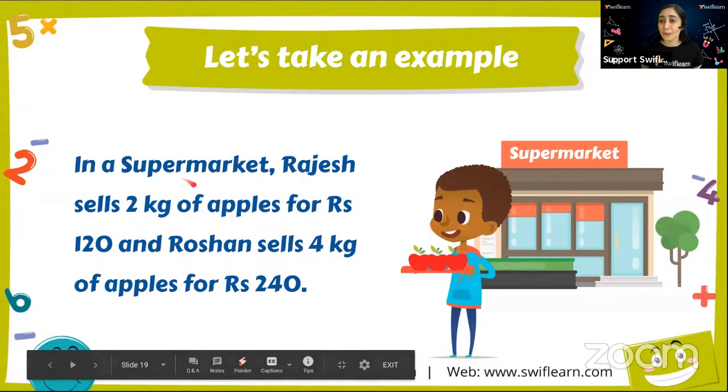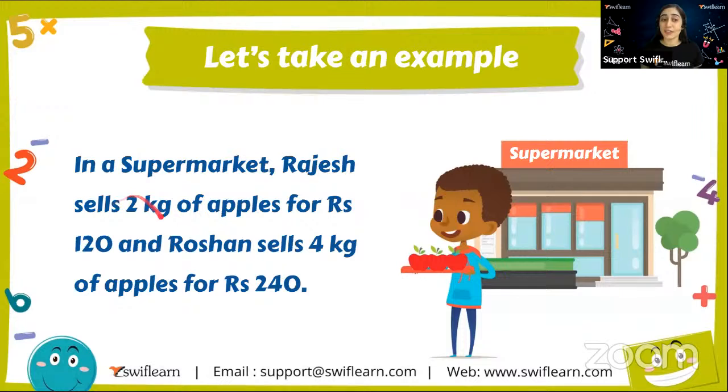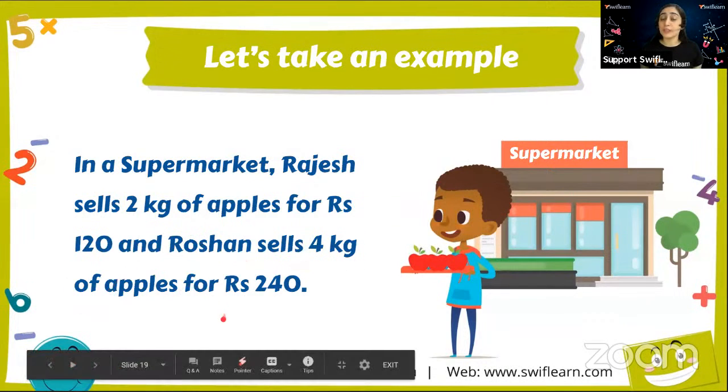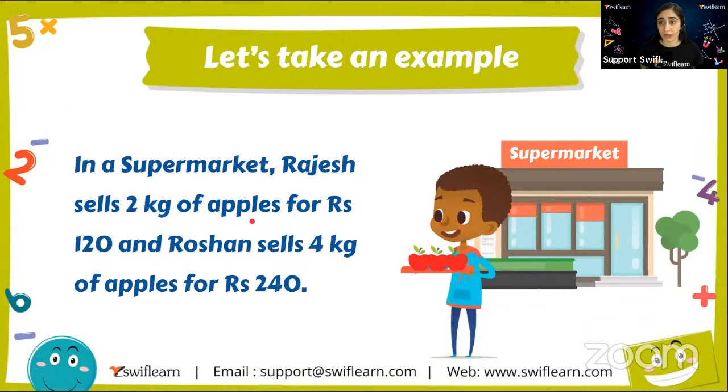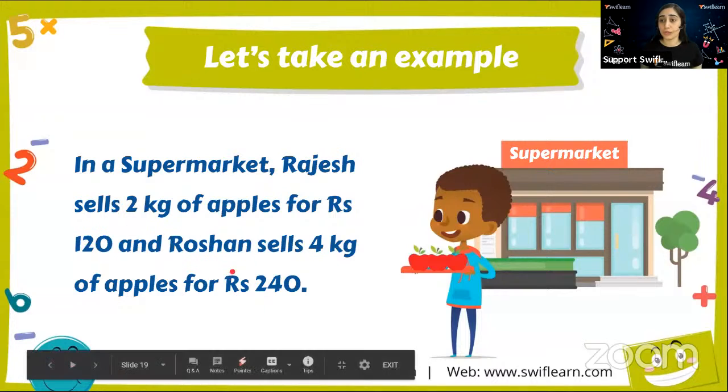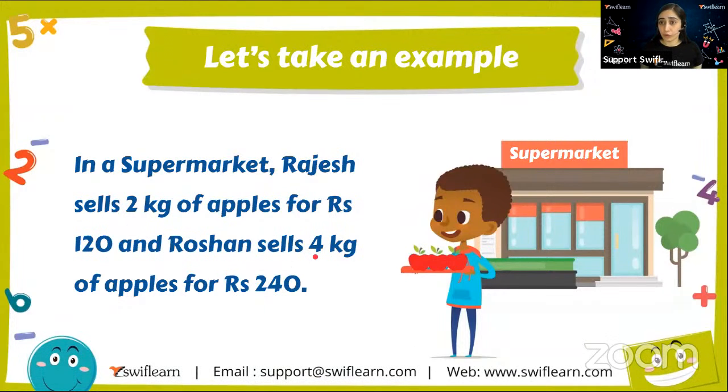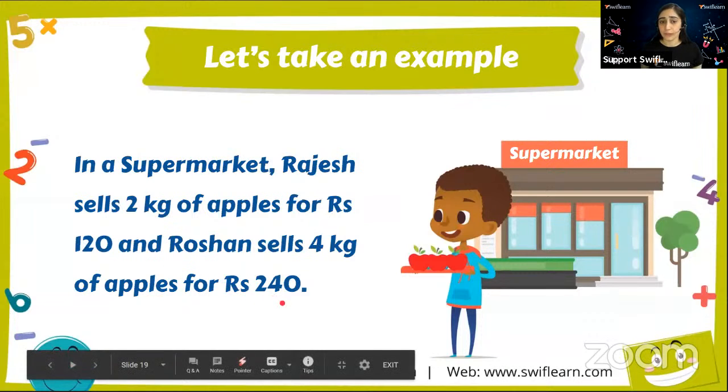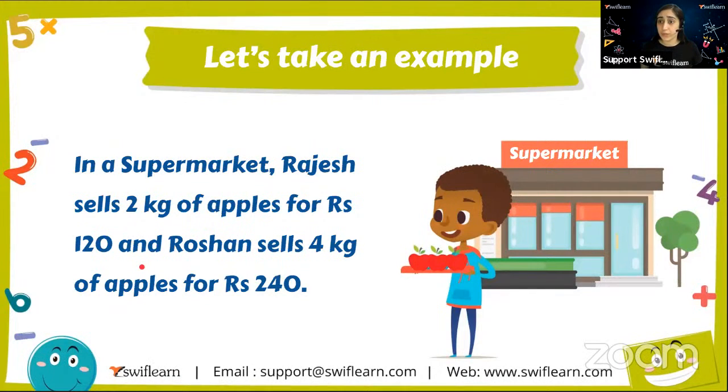Okay, so in a supermarket, Rajesh sells 2 kgs of apples for rupees 120, and Roshan sells 4 kgs of apples for rupees 240. So both the boys are going to the market and selling the apples which they have. The first one, Rajesh, has 2 kgs of apples and he's selling for 120, right? Whereas Roshan has how many? 4 kgs and he's selling for 240. So now, how do we know who is selling at a higher price and who is selling at a lesser price?